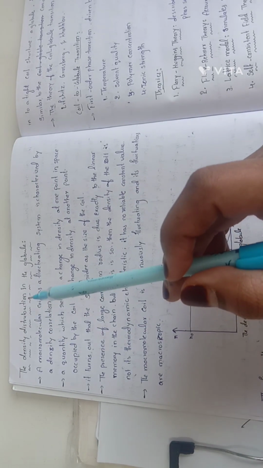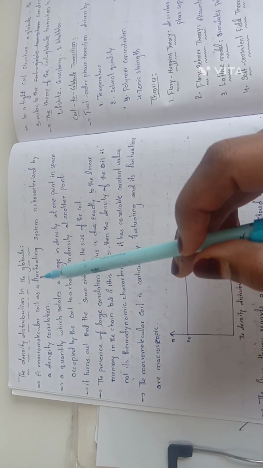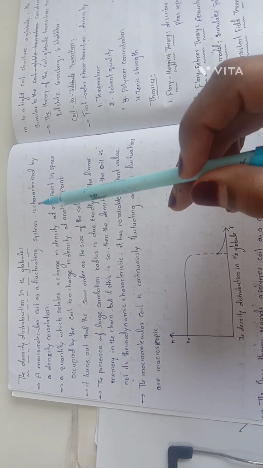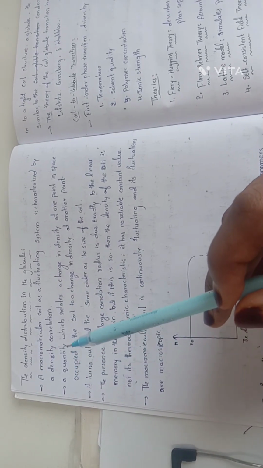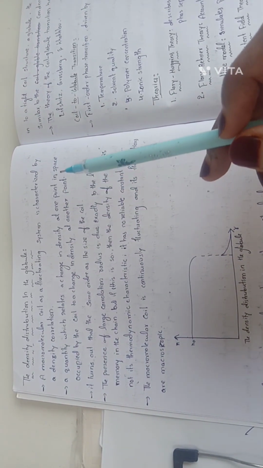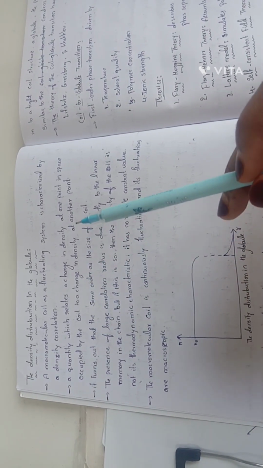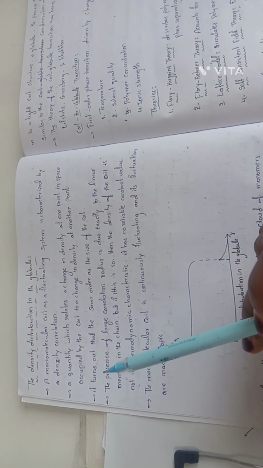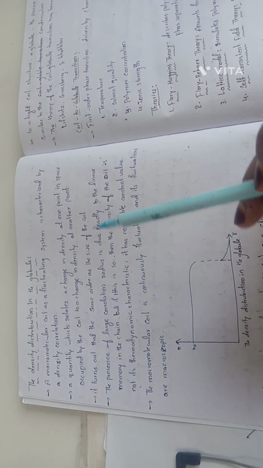The density distribution in the globule. A macromolecule coil as a fluctuating system is characterized by a density correlation, a quantity which relates a change in density at one point in space occupied by the coil to a change in density at another point. It turns out that the correlation radius is of the same order as the size of the coil.